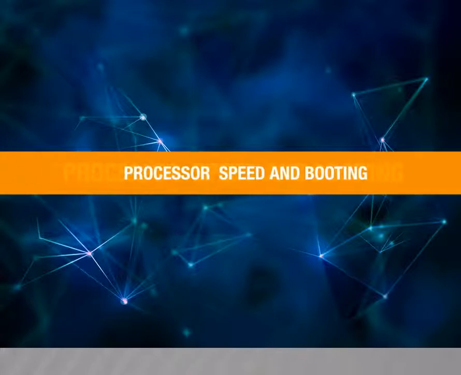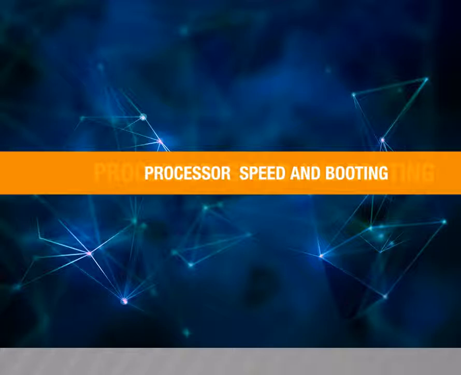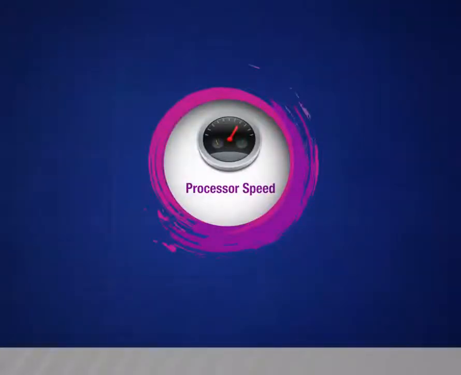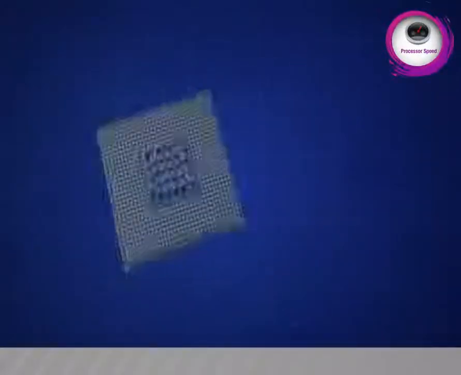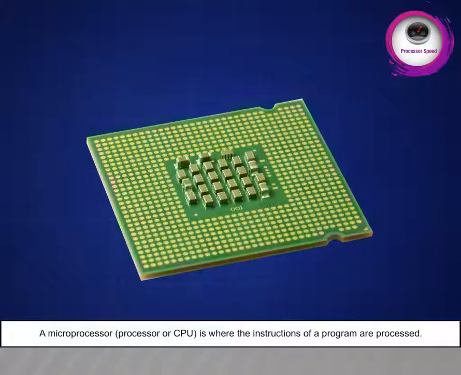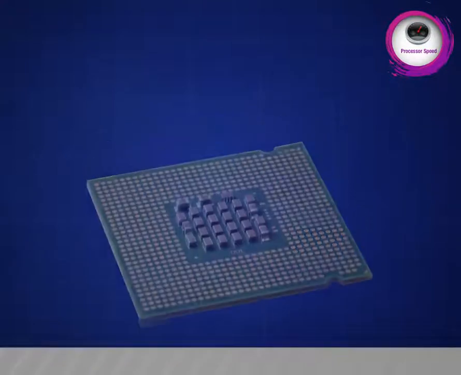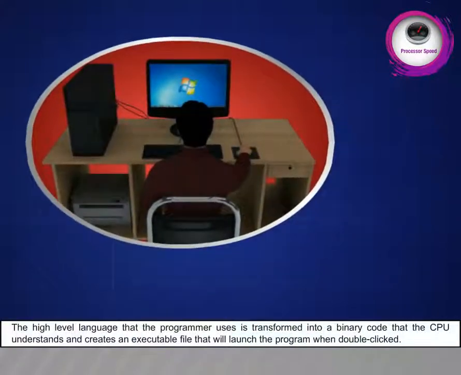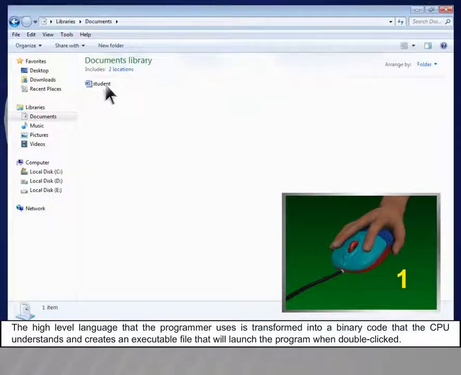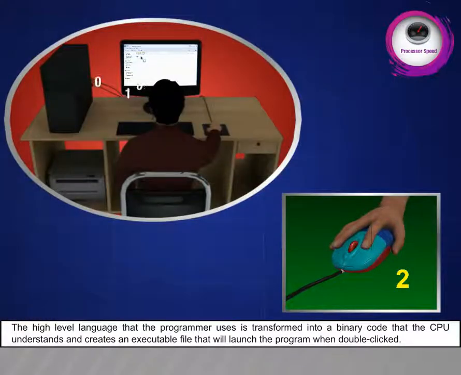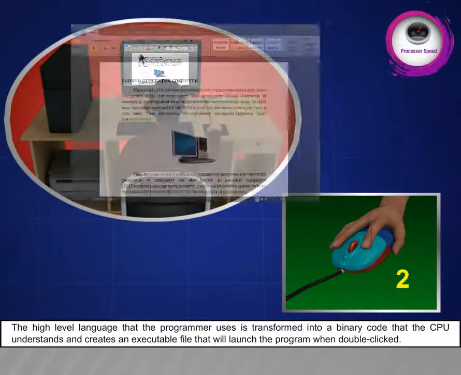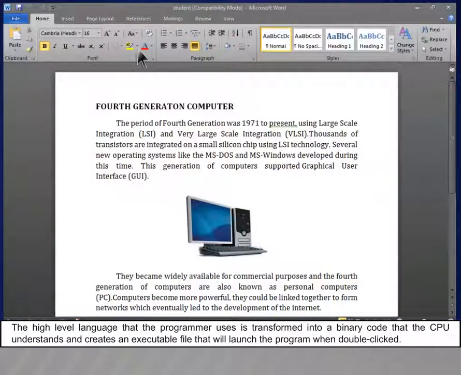Processor speed and booting. In this video, we are going to see about processor speed and booting. Processor speed. A microprocessor, processor or CPU, is where the instructions of a program are processed. The high-level language that the programmer uses is transferred into a binary code that the CPU understands and creates an executable file that will launch the program when double-clicked.